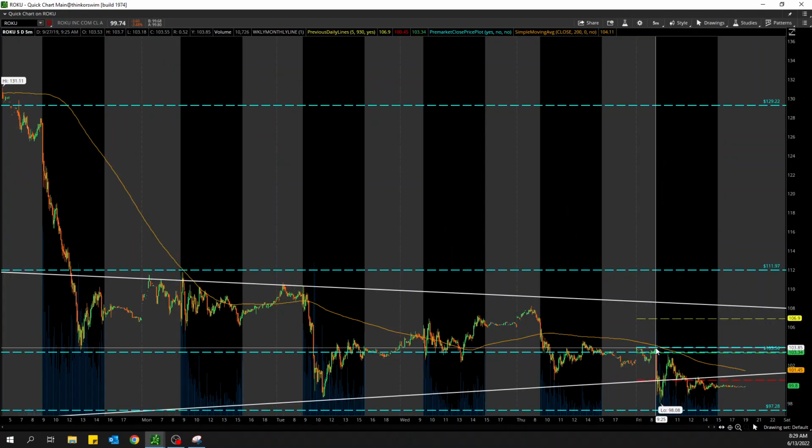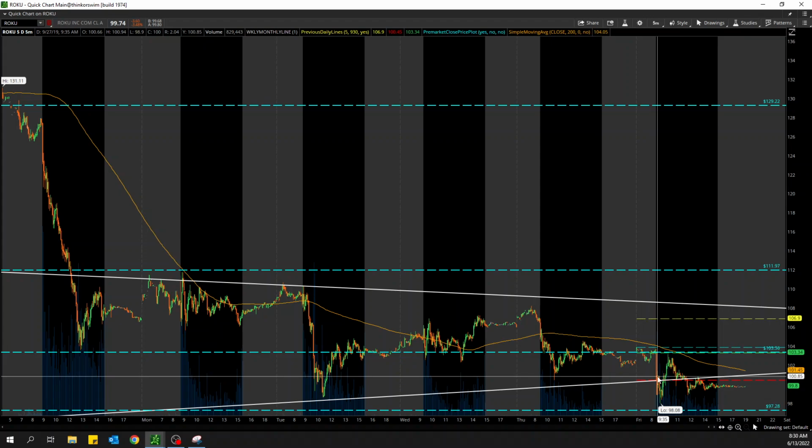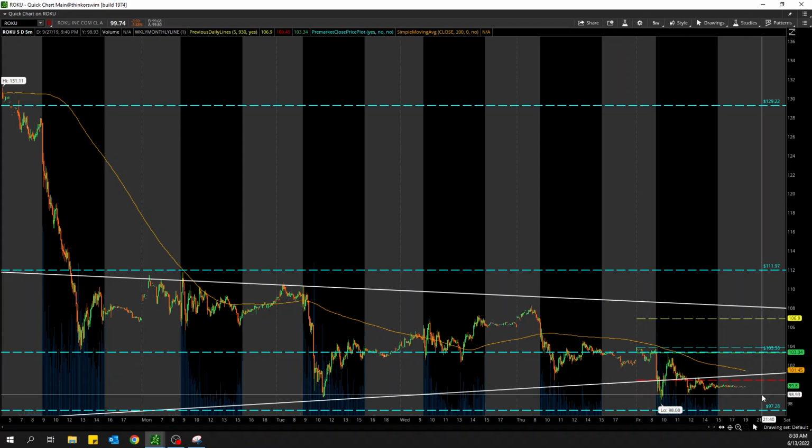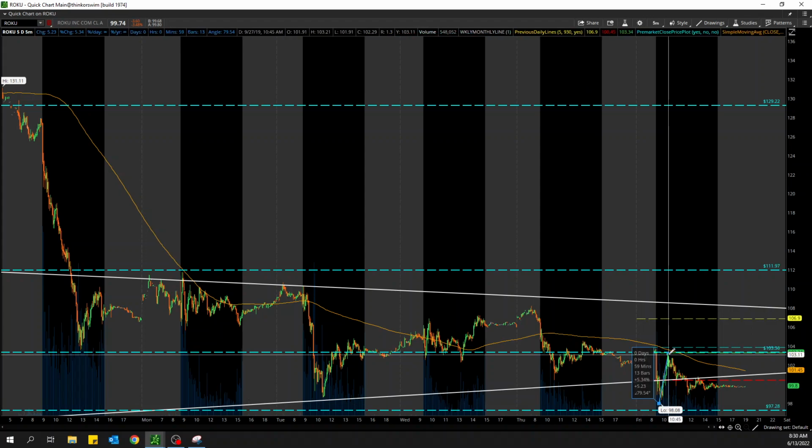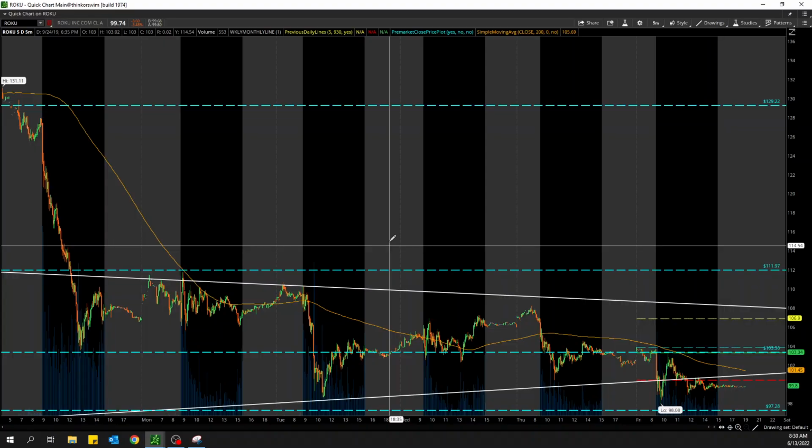Right here was the resistance support area, 103.36. It broke down, broke up under, went back up under, and then flushed. So this was just another bounce because they were trying to go the opposite way. Another $5 move on a bounce. So let's go into the new week.